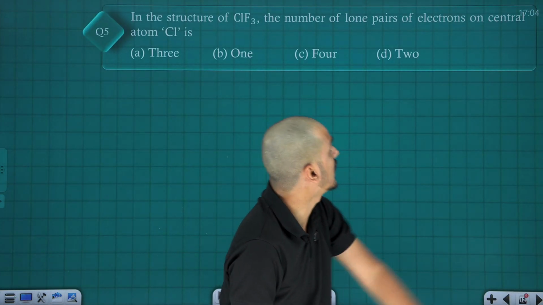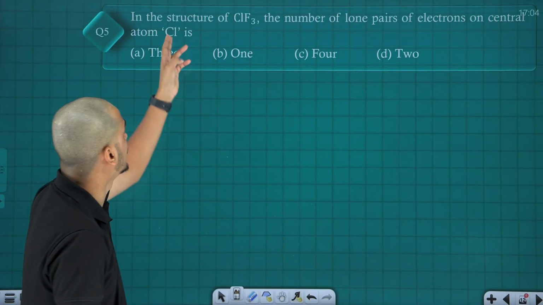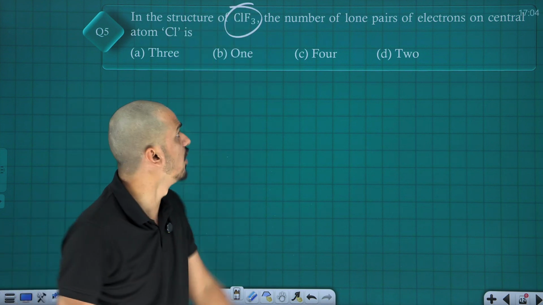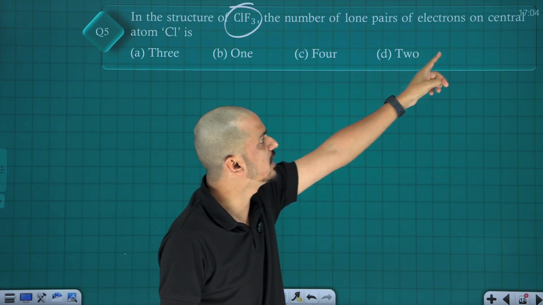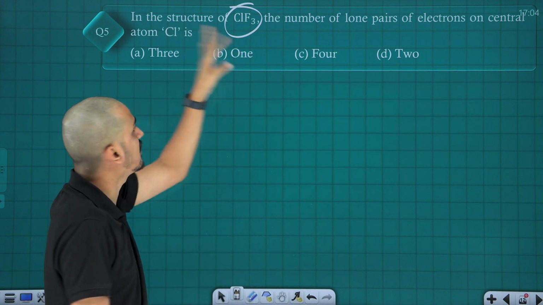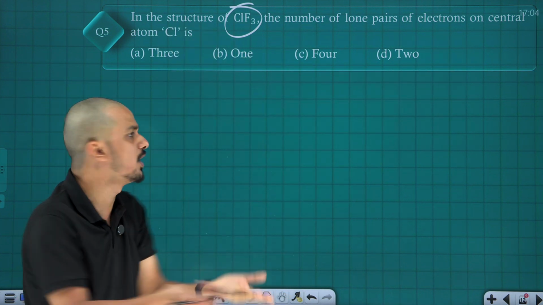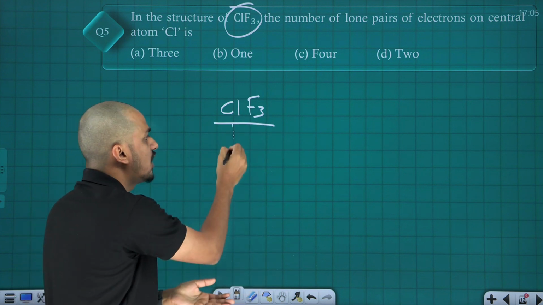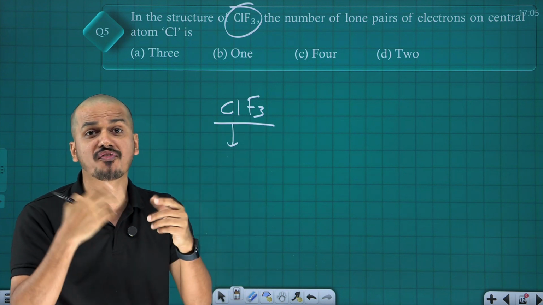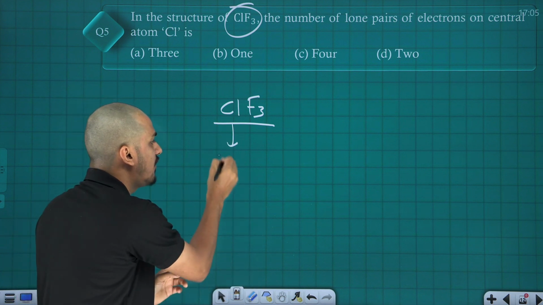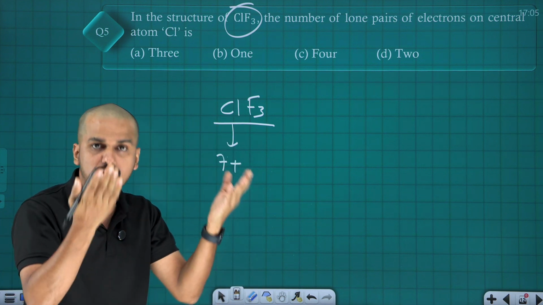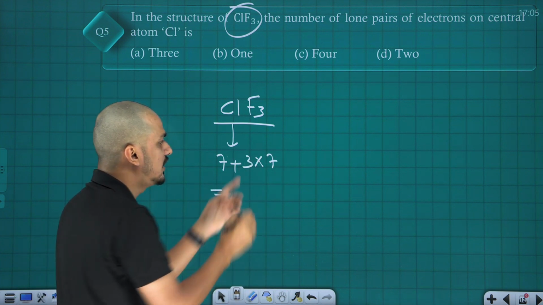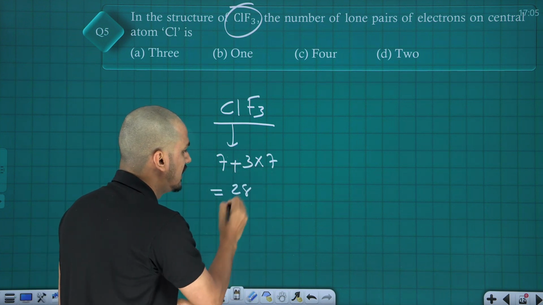Easy, easy. We can go to the next question. What's the question here? In the structure ClF3, it's an interhalogen compound. The number of lone pairs of electrons on the central atom chlorine is. We can use our formula. What technique did I teach you? You have to find the total number of valence electrons. In chlorine the valence electron is 7. Fluorine is in the same group, so the same number of valence electrons. 3 into 7 is 21, plus 7, 28.